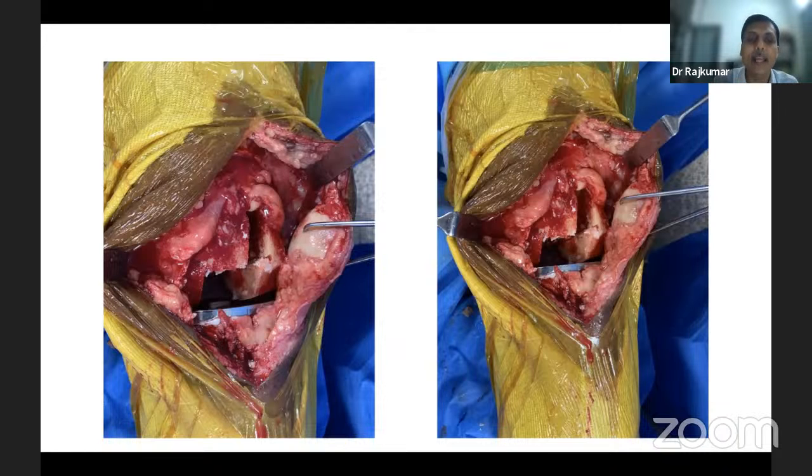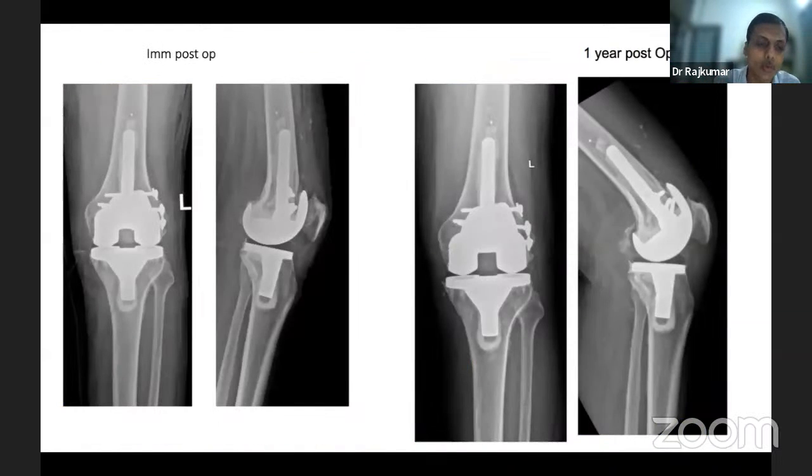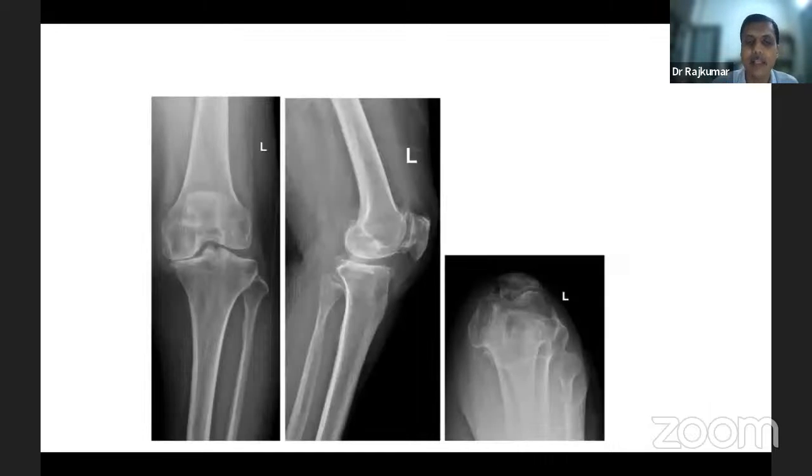But once it happens, you should not panic. You have to make sure that this is addressed. What was done? It was clamped, reduced, and then fixed with screws and washers, and then immediately augmented with a stem extension, because there is a weak condyle which has been augmented. You have to bypass it and get an additional zone of fixation with the stem. This was done and the patient is doing well. Why the chances are there, I'll come to that point.